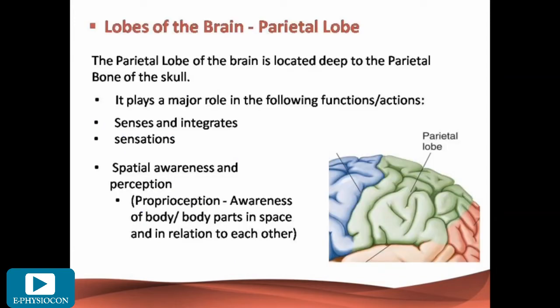Now we will discuss the second lobe of the brain. This is the parietal lobe. The parietal lobe of the brain is located deep to the parietal bone of the skull. It plays a major role in the following functions: sensation, spatial awareness and perception.